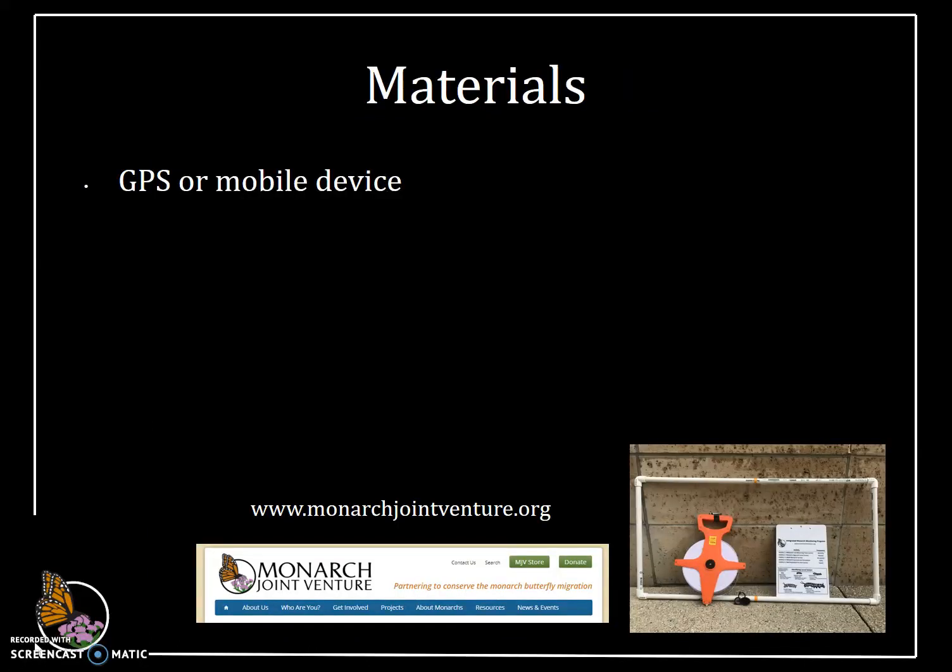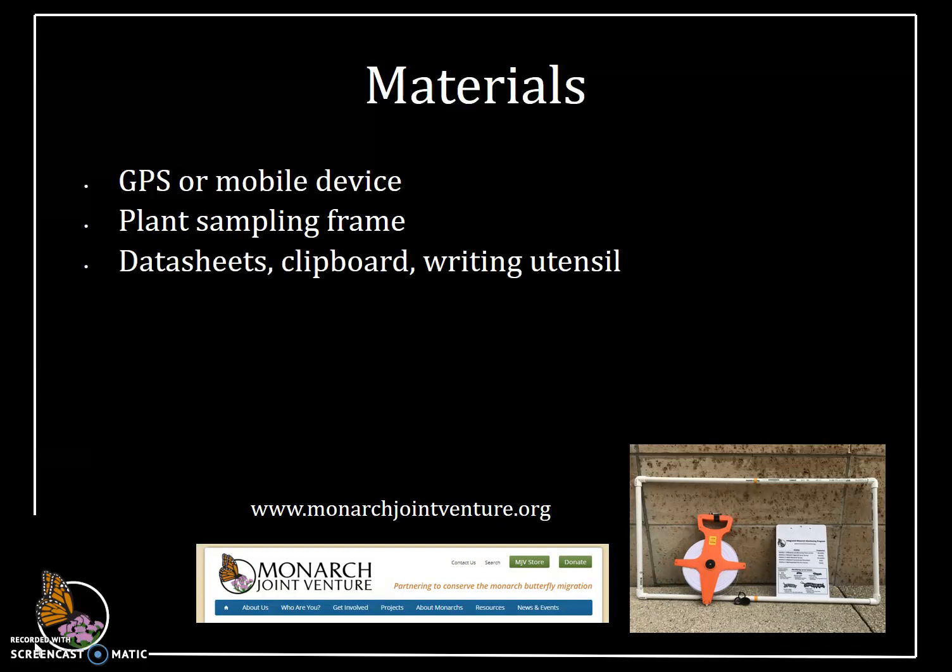To participate in this activity, you will need a few items. First, you will need a GPS or mobile device to locate your monitoring plot corners unless you've already done so or flagged them. You will need a plant sampling frame that measures 0.5 meter by 1 meter in order to record milkweed and blooming plants. You will also need a clipboard, the appropriate Activity 1 datasheets, and a writing utensil. You will either need a handheld compass or a compass on your mobile device to determine the direction in which to run transects through your plot.